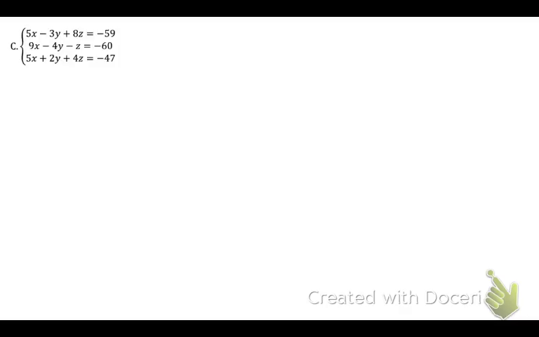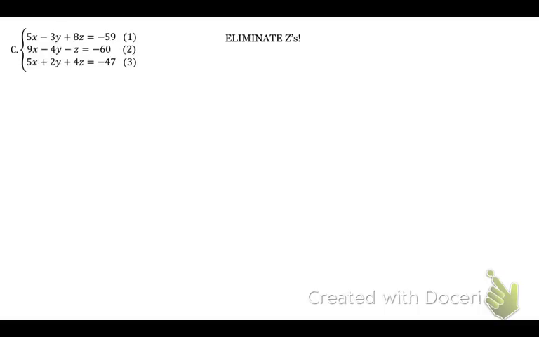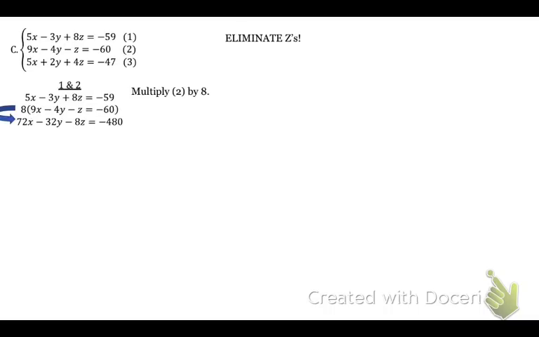Okay, let's do one more example to try and get this down a little bit more. And I'm going to eliminate my z's this time. Let's mix things up a little bit. 1, 2, and 3. And I'm going to look at 1 and 2 first. I'm going to multiply equation 2 by 8. So you get 72x minus 32y minus 8z equals negative 480.